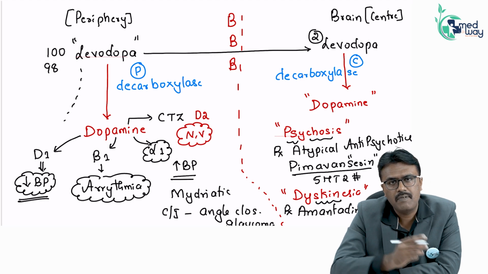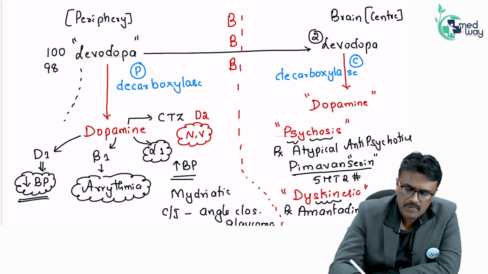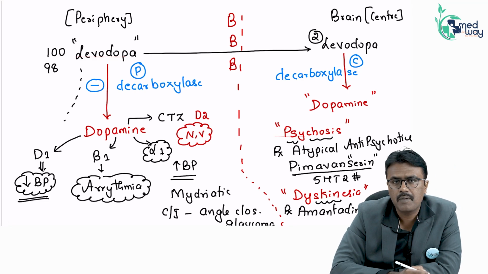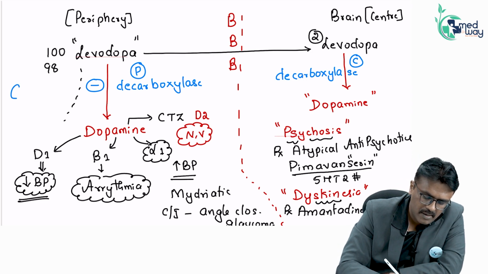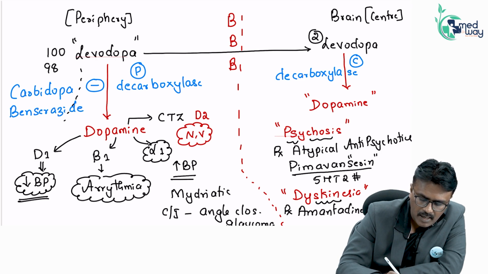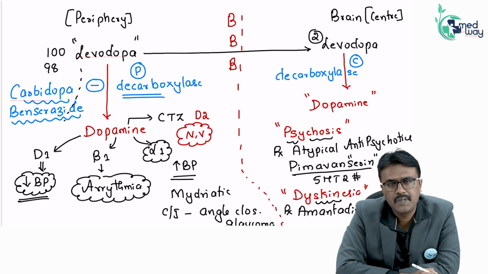So what happened? If less drug enters the brain, there is less efficacy. So that's why we thought, why can't we inhibit the conversion of levodopa to dopamine outside the brain? Then we came up with a drug called carbidopa, and a drug called benserazide. Carbidopa and benserazide inhibit the enzyme peripheral decarboxylase.